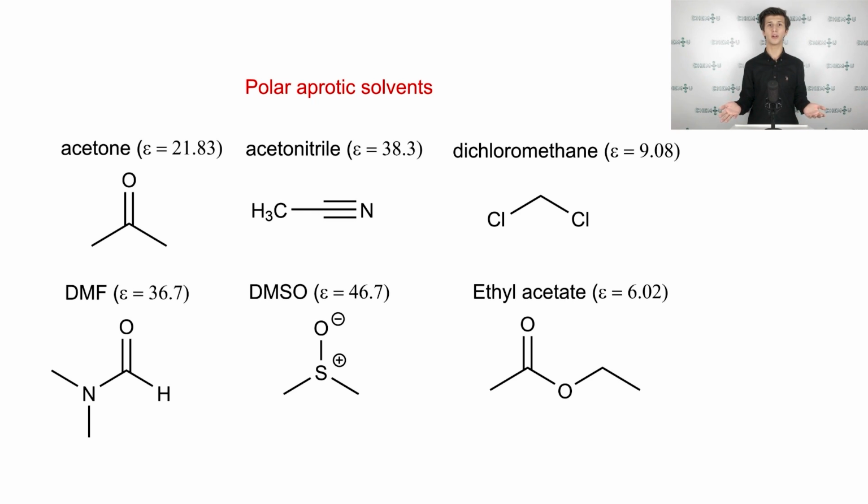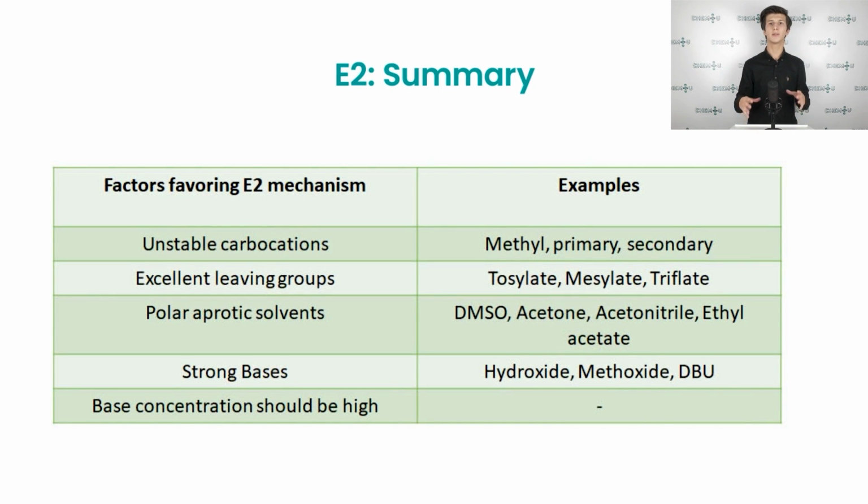But what does it mean for us? It means that the correct prediction of elimination mechanism for secondary and tertiary halides implies first analysis of base strength and secondly the influence of solvents on the base strength. And here again is a brief summary of factors favoring E2 mechanism.